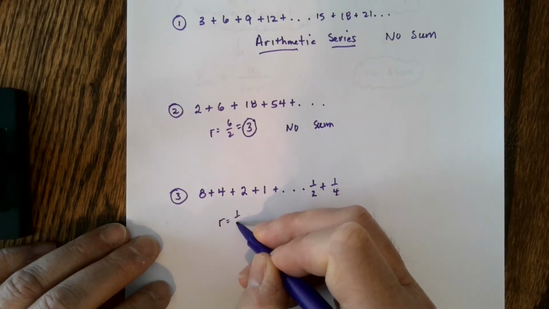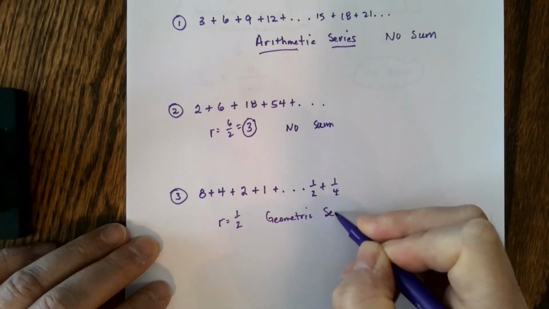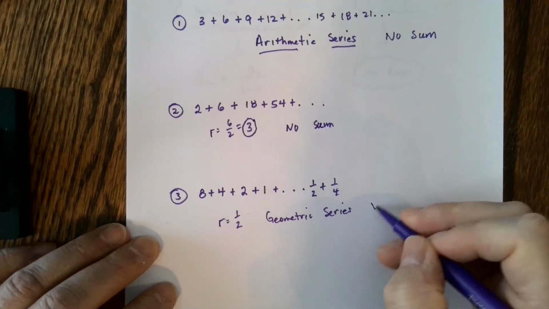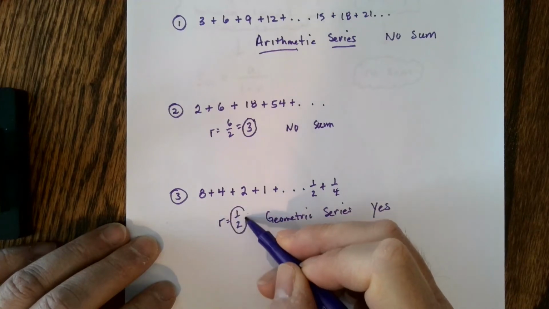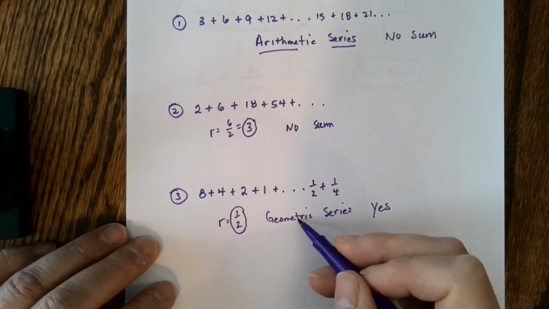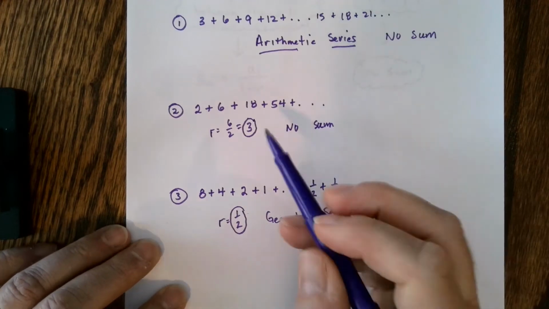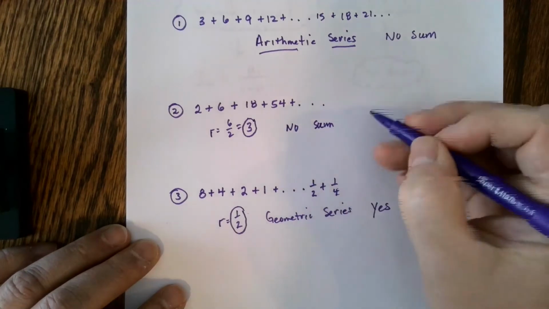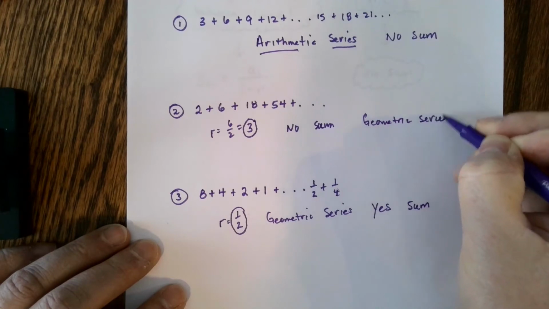My r value is 1/2. This is a geometric series. And so we will say that this does have a sum. We'll say yes. Now here's the reason why. If your r, or your common ratio, is between -1 and +1, then your geometric series has a sum. However, if your common ratio is greater than 1, then your geometric series does not have a sum.